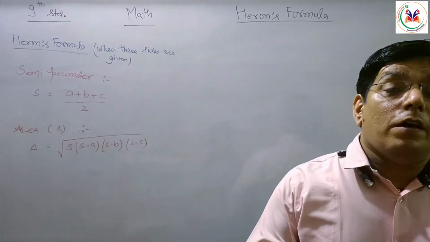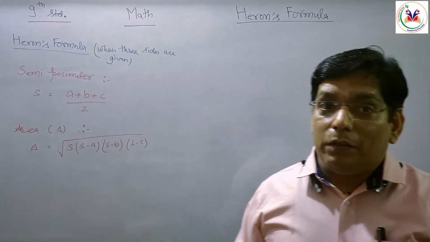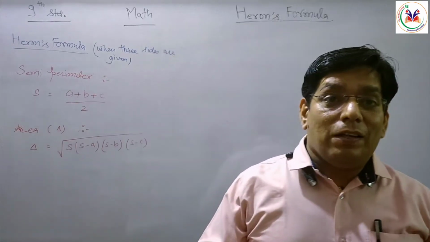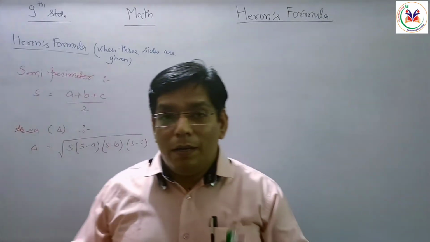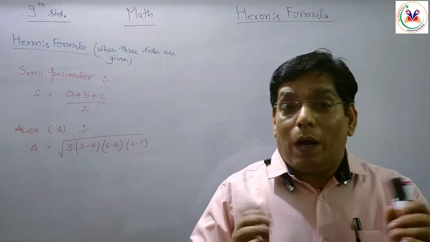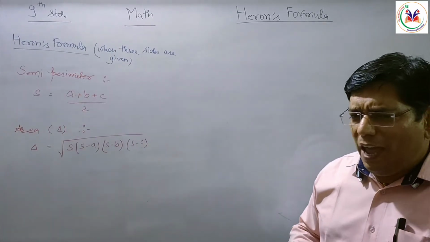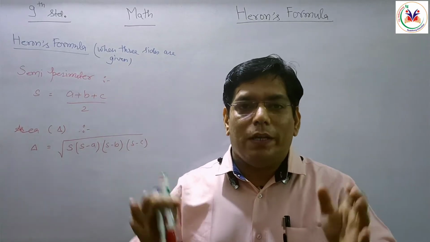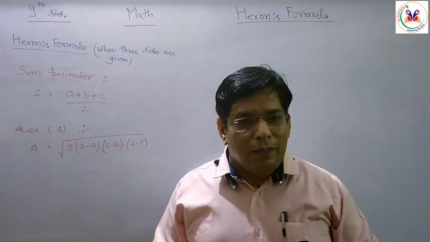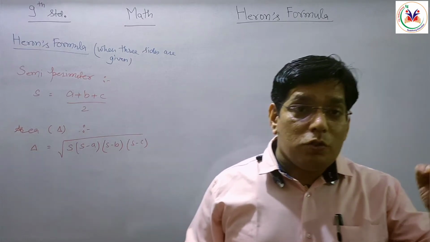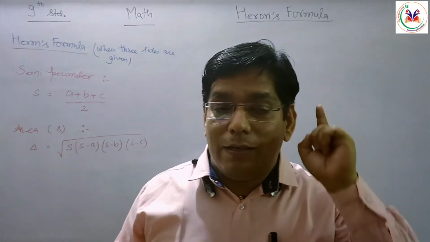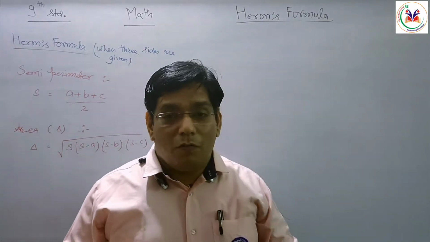Hello students, today we are going to discuss another part of Heron's formula. In that part, we should discuss the area of a quadrilateral using Heron's formula. When we are considering a quadrilateral, first of all we have to know what a quadrilateral means. Simply, it is a closed figure with four sides. I repeat, a quadrilateral is a closed figure with four sides.